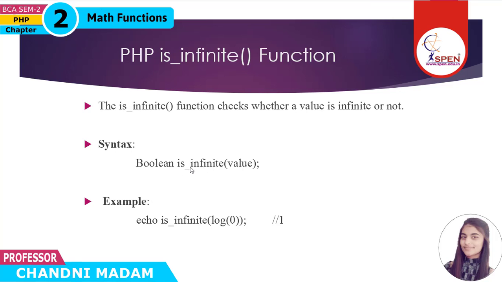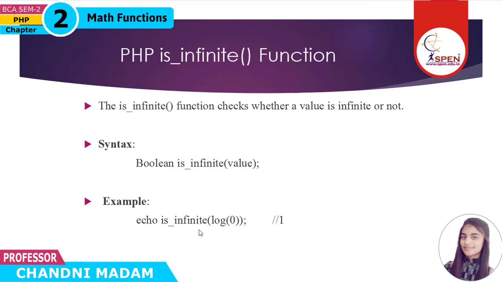Here is the syntax. The is_infinite function requires one parameter, value. After executing this function, it will return a boolean value, that means true or false. If this function returns true, that means your value is an infinite value. If it returns false, that means this value is not an infinite value. This function can also return 1 or 0. If it returns 1, your value is infinite, and otherwise it will return 0.